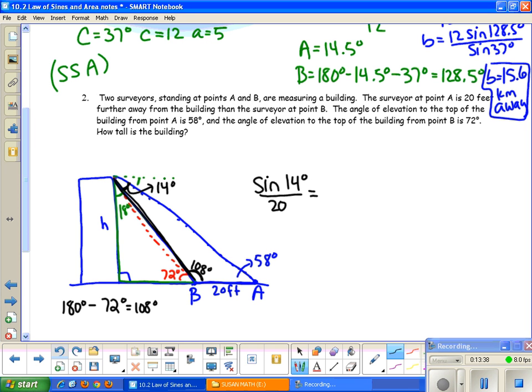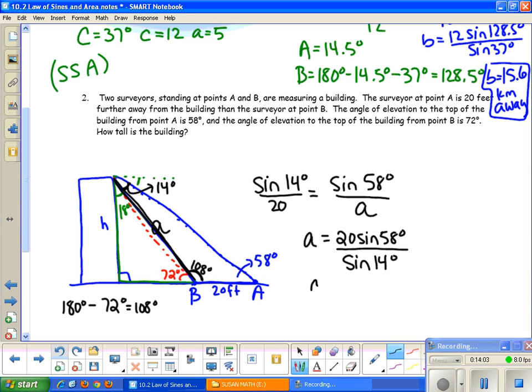the sine of 58 degrees over, I'm going to call this length right here A. So if I solve for A, I get A is equal to 20 times the sine of 58 degrees over the sine of 14 degrees. So A is equal to a value of 70.1.